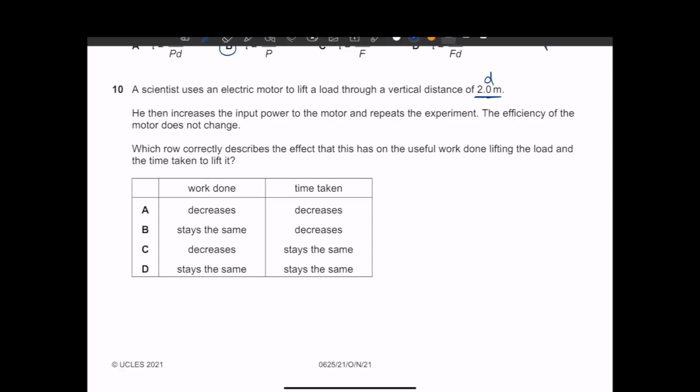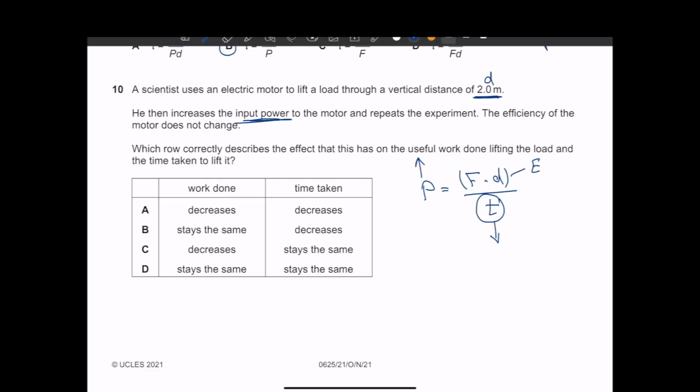In such questions, we have something like, it's 2 meters, this is the vertical distance, and they said he then increased the input power. So when I increase the power of the motor, the time should be less, because power equals force times displacement, which represents the energy, divided by time. The only thing changed here is that we didn't change the displacement, but we did change the power. So when the power increases and the energy stays the same, it means that T should be less.